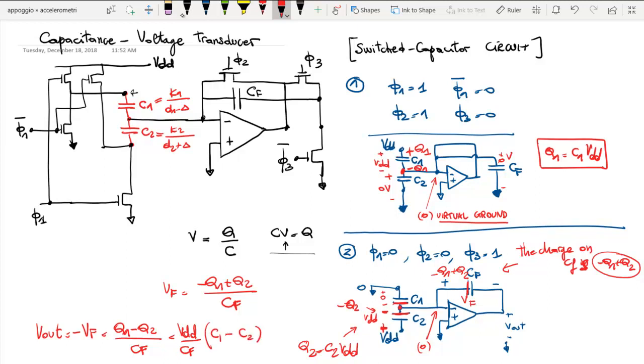And we have what we want. You see, we have what we want, because now the output voltage is proportional to the difference between the two capacitances. You remember that the difference between the two capacitances was proportional to delta, which was proportional to the acceleration that we want to measure.